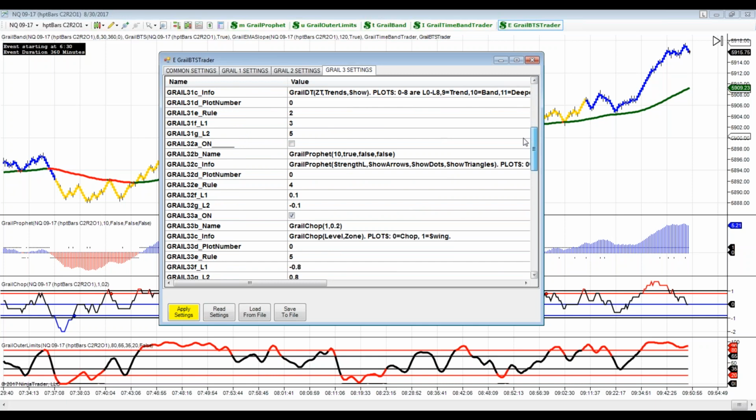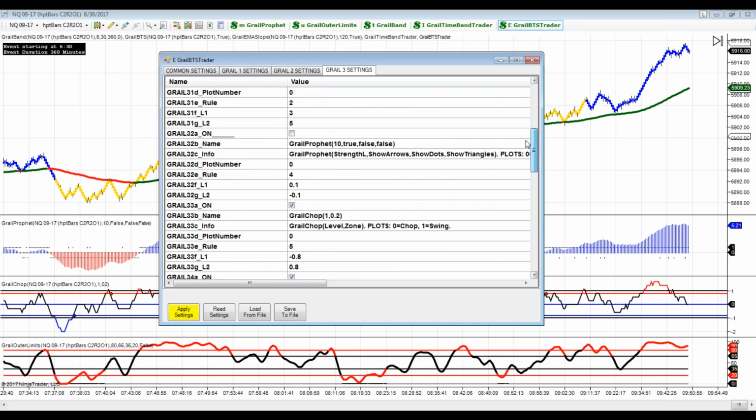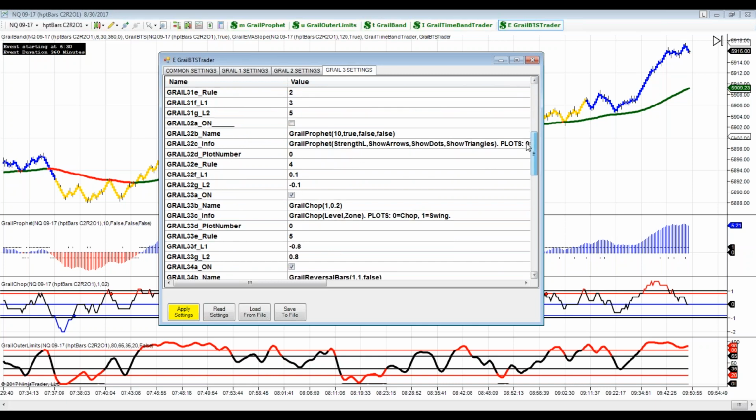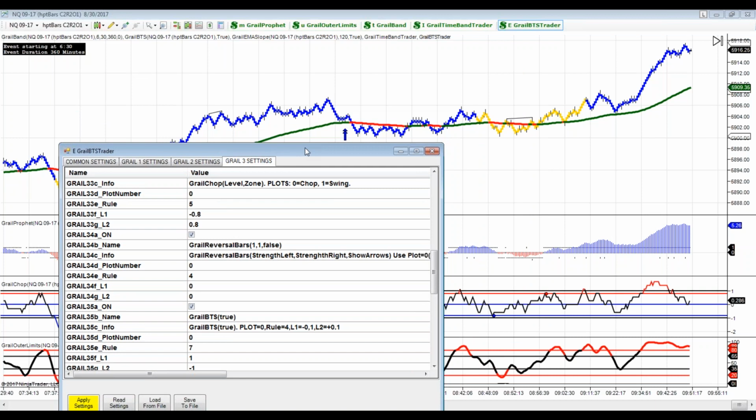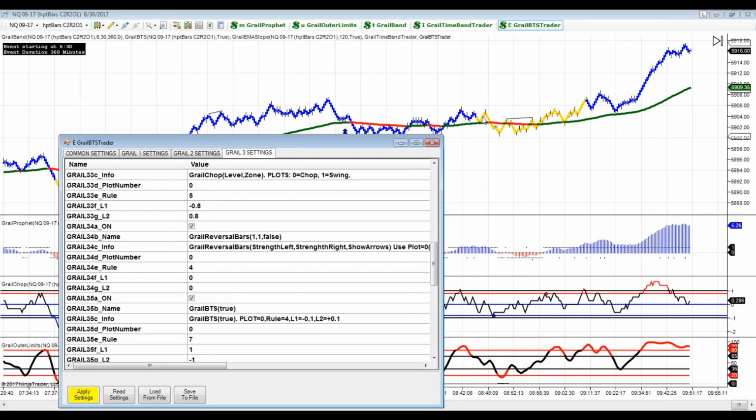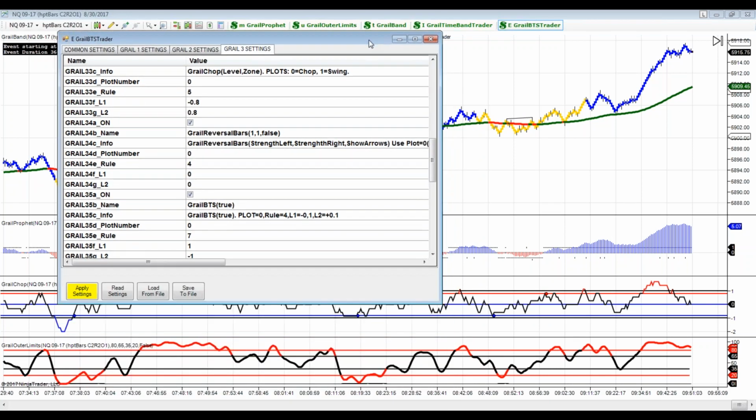If you notice, Grail 3 was just kind of an offshoot of the deeper retrace trade. You had the chop, you had the reversal bars, you have the Grail BTS set to 1 and -1, meaning what? Again, 1 and -1 means it's yellow following blue or yellow following red. Okay?